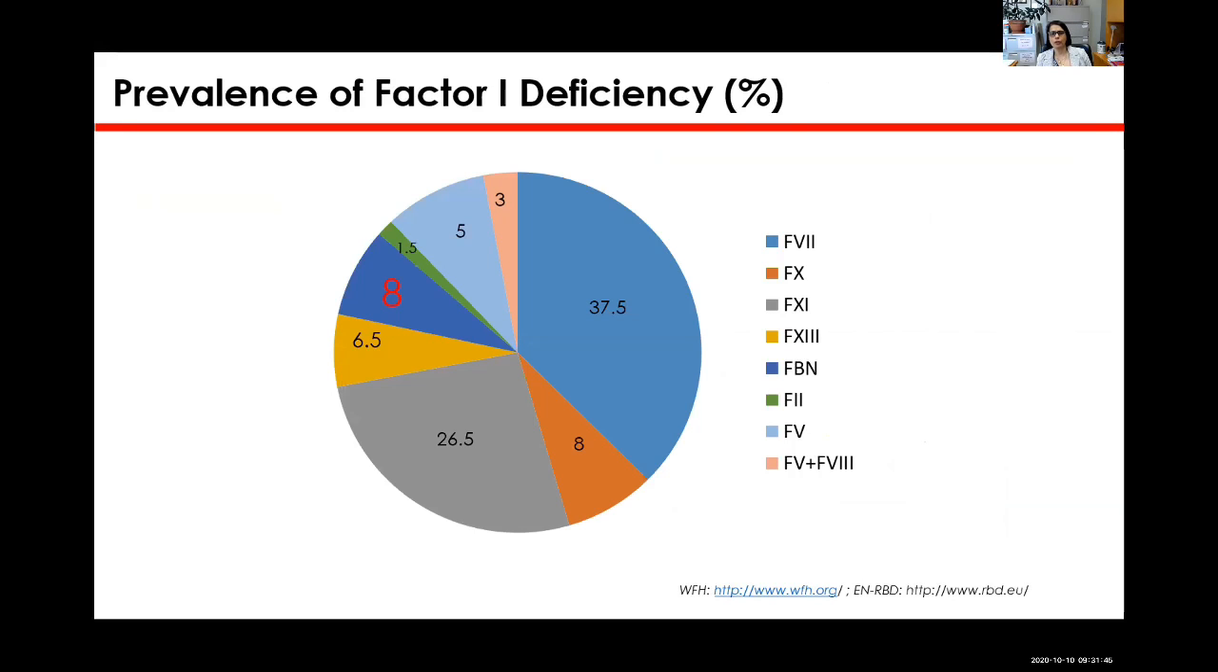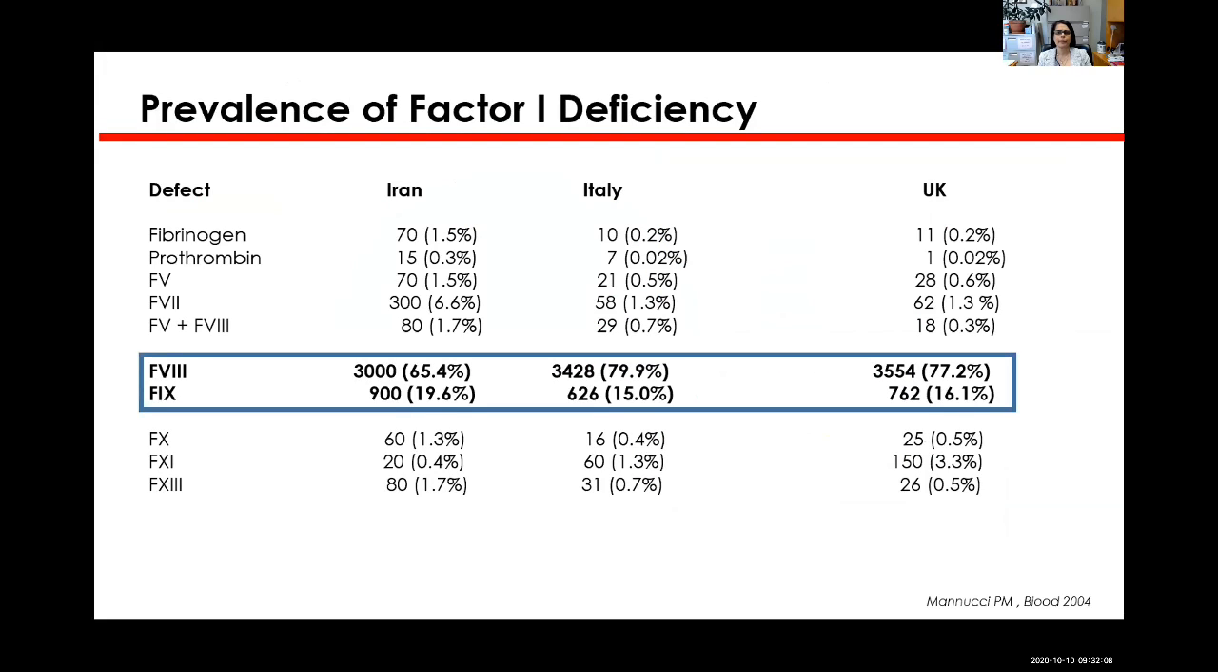Rare bleeding disorders, and this is basically a list that I've shown in this pie chart, comprise 3 to 5% of inherited bleeding disorders. And amongst the rare bleeding disorders, the prevalence of factor 1 or fibrinogen deficiencies is about 8%. And this is data that's been published from the World Federation of Hemophilia survey, as well as the European Network of Rare Bleeding Disorders.